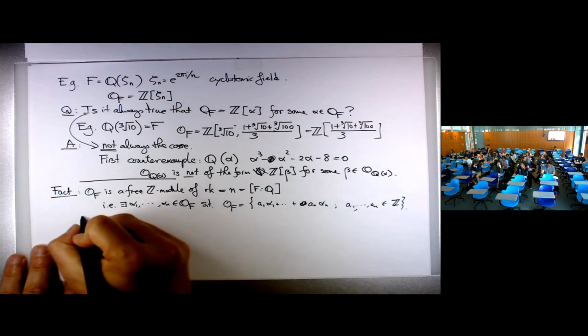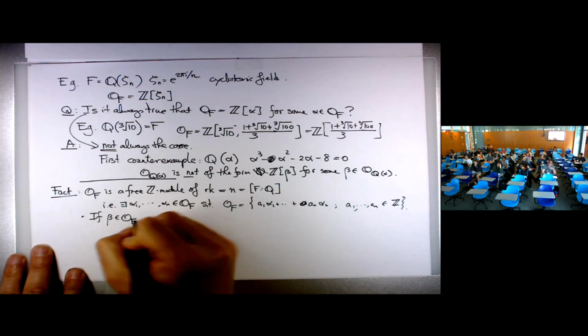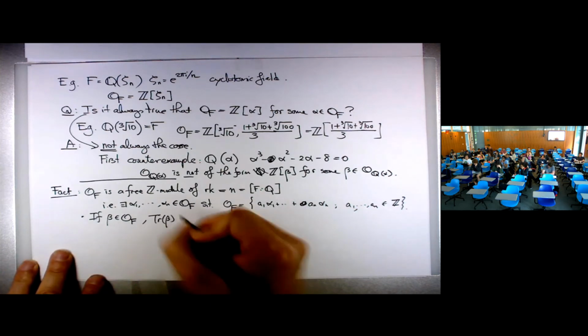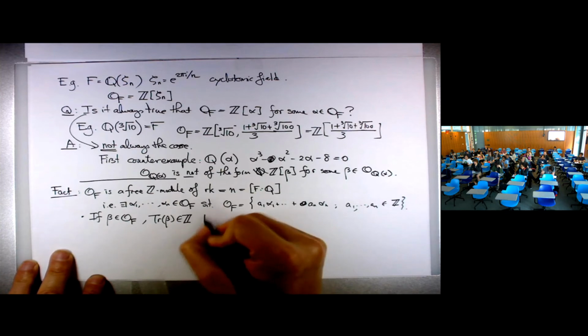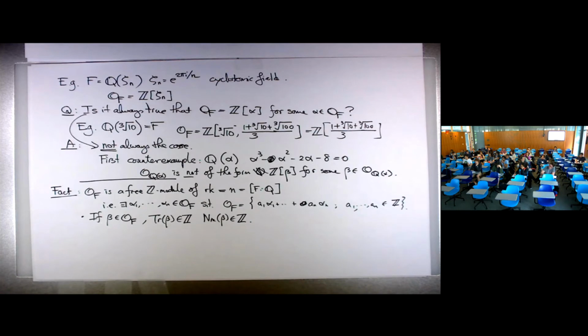And also, there's another fact: if beta is in the ring of integers, earlier on we said that the trace of an element in the number field belongs to Q. Now, if beta is in the ring of integers, then the trace of beta is in Z, and the norm of beta is also in Z. Okay, are there any questions before I move on to the next one?